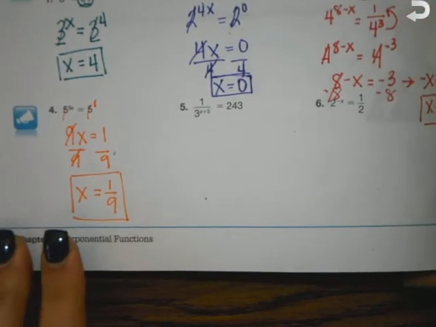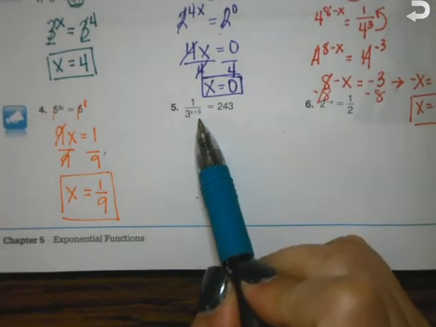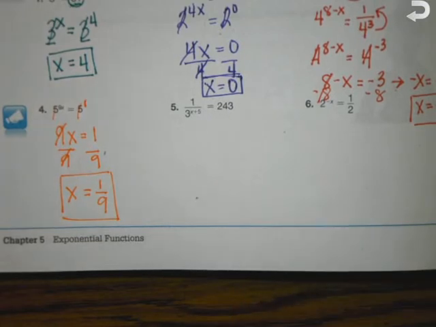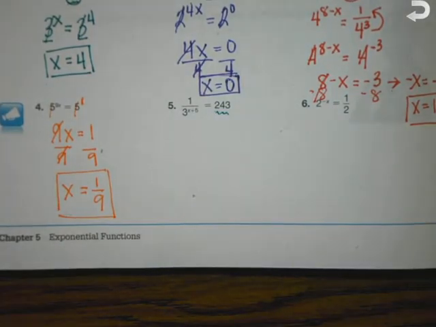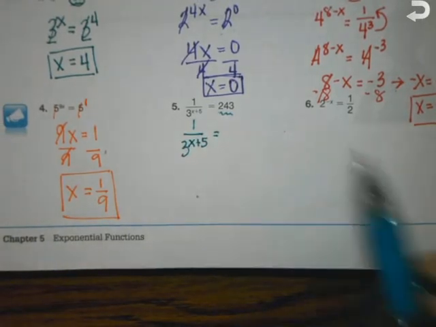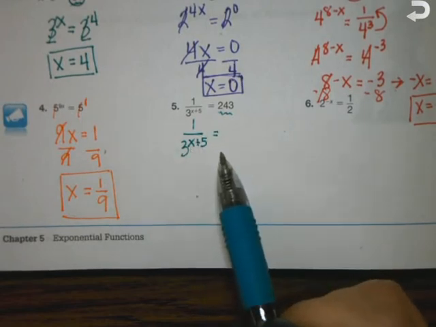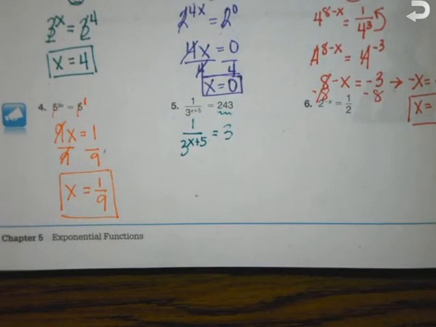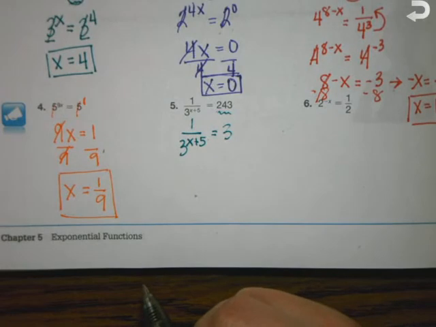Okay, so number 5. 1 over 3 to the x plus 5 equals 243. What's the base that I'm going to try and get? First of all, 3. So can we write 243 as a base of 3? Yes. Okay, so find it. Figure out what it is. Okay, so on the left-hand side, I'm not going to change anything yet. I have 1 over 3 to the x plus 5. 243 is 3 to the what? 3 to the... I heard one person get it. Who else? 243 is 3 to the 5th power.